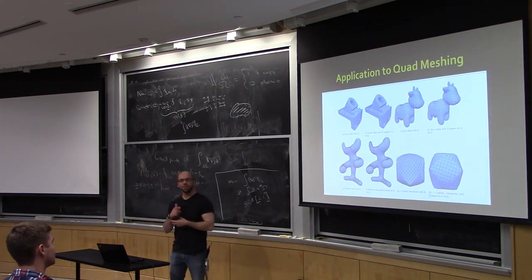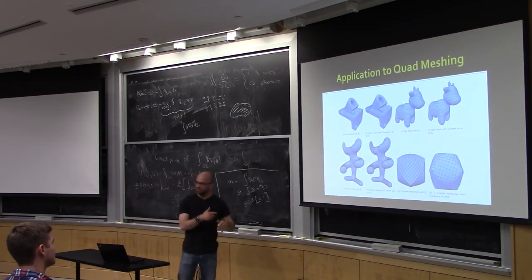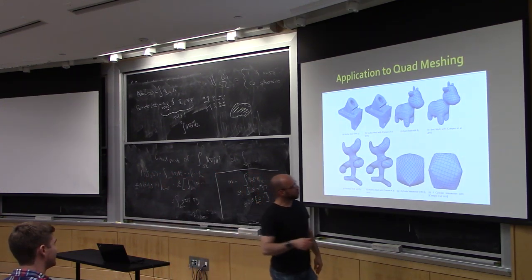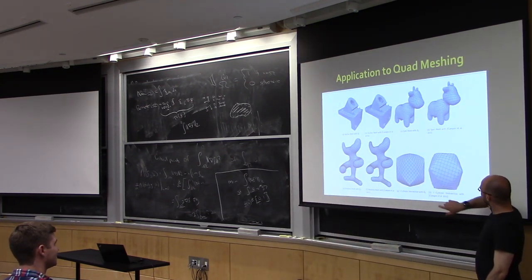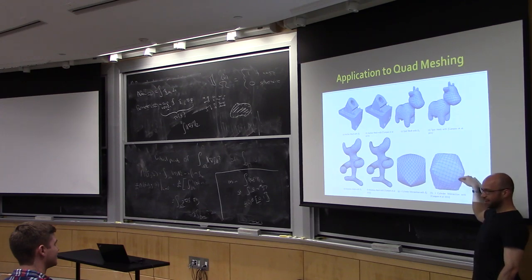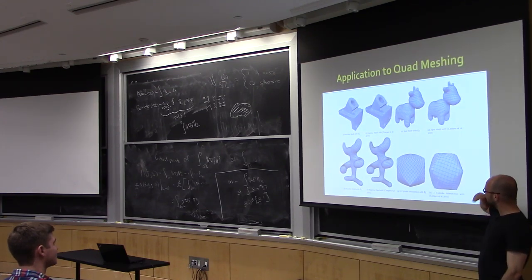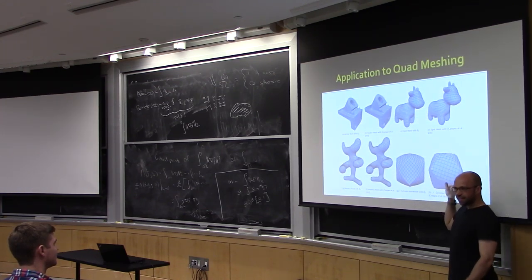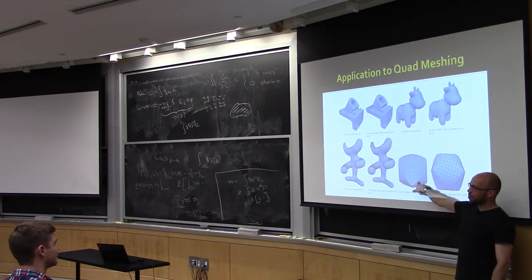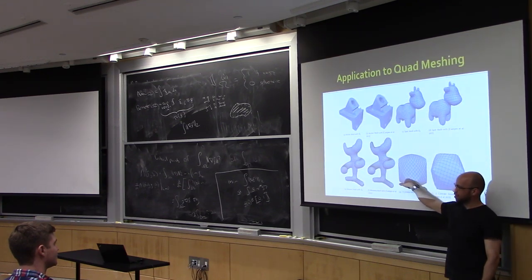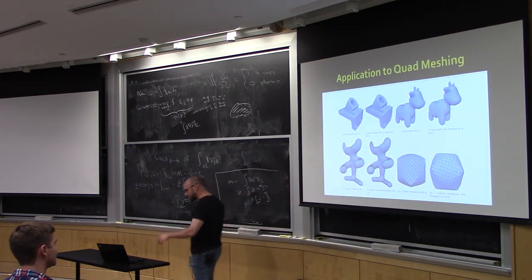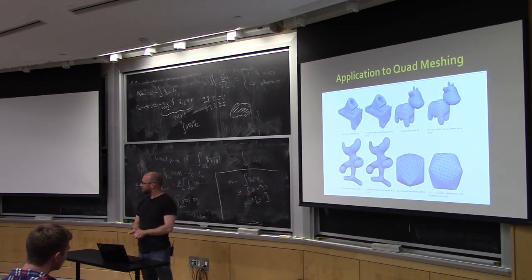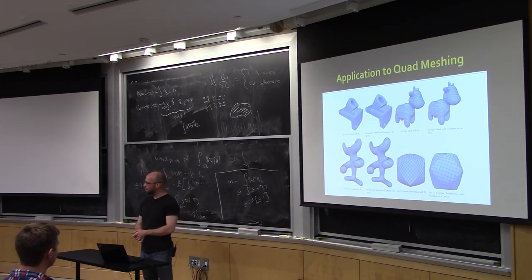This is an interesting case where political redistricting has affected the way that we quad mesh. So here you can see the typical output of these meshing tools, and you can see that the quads are aligned the wrong way with the features. Whereas if you just replace Dirichlet energy with total variation, now it's aligned nicely to these sharp corners, and you get what you want. So, not terribly useful for redistricting, but super useful if you care about quad meshes.